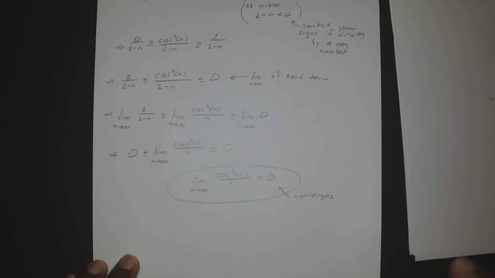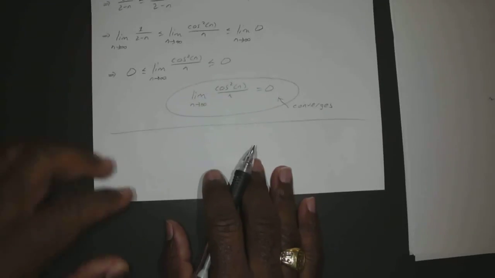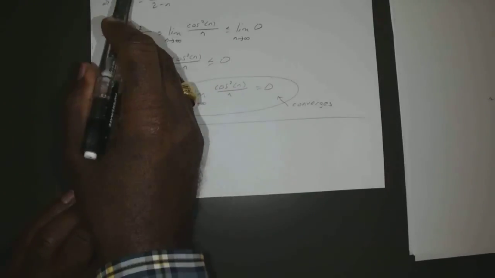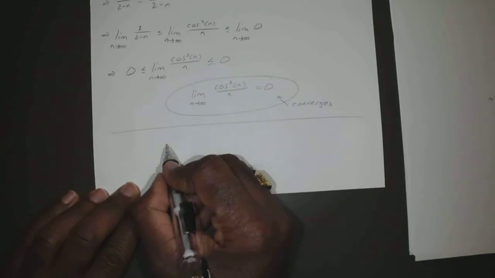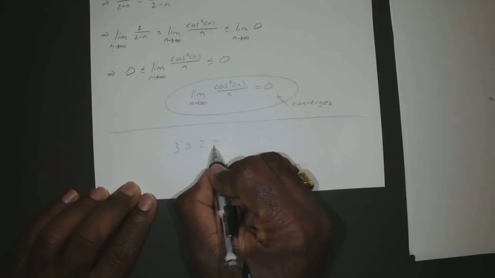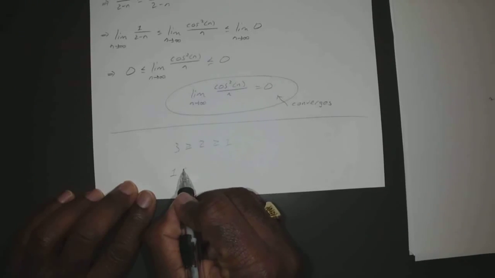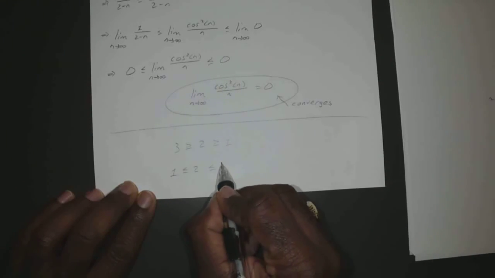Not really, because it's kind of like thinking like this. Here we flipped the signs. So if you have 3 is greater than or equal to 2, which is greater than or equal to 1, you can actually flip them all to make it 1 is less than or equal to 2 is less than or equal to 3.